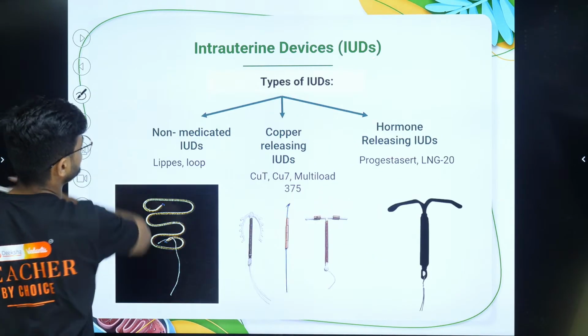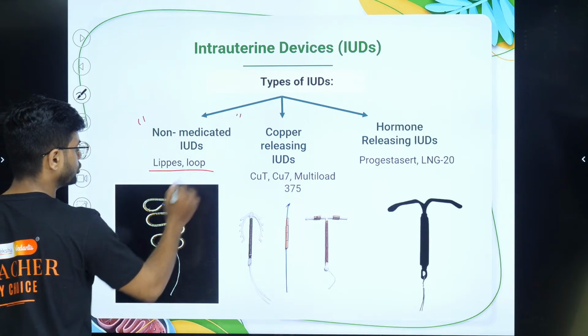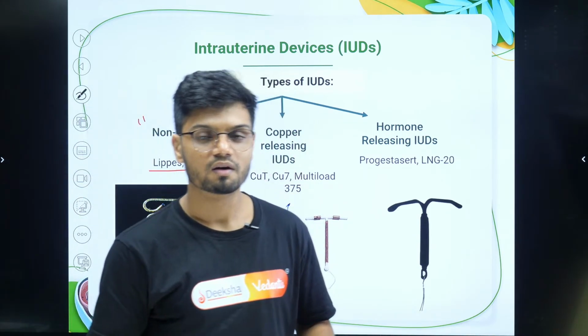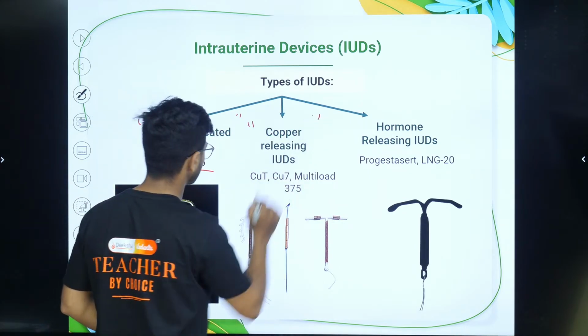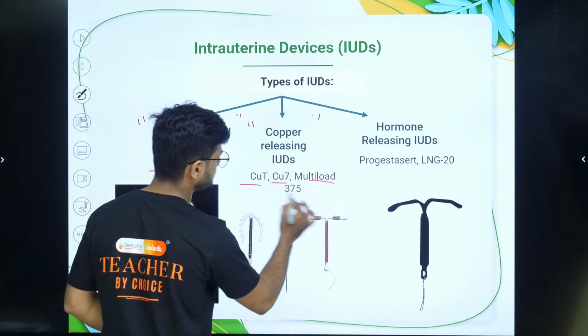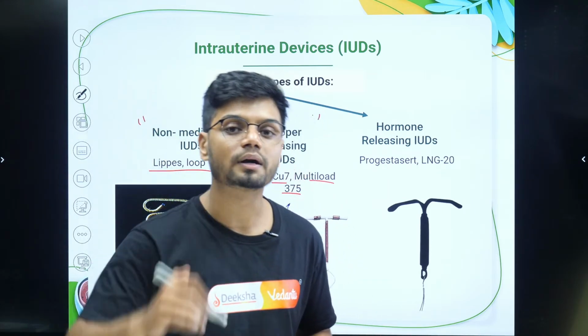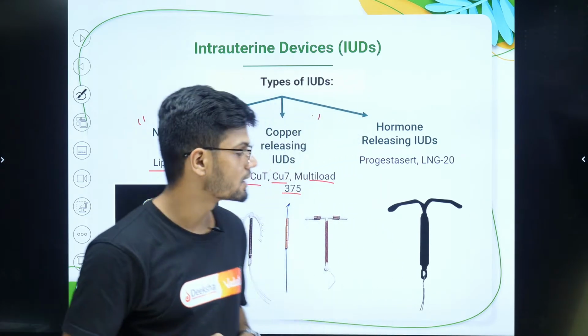Very important are the types. Non-medicated IUDs, an example is Lippes loop. Lippes loop causes phagocytosis, which kills the sperm. Then you have copper releasing IUDs such as copper T, copper 7, Multiload T75. How do they function? They slow the movement of sperm and also decrease the effectiveness of the sperm.